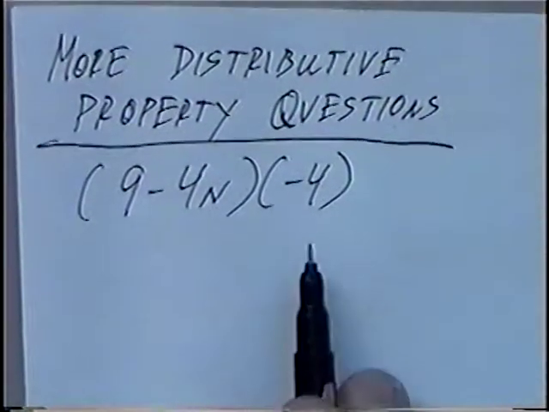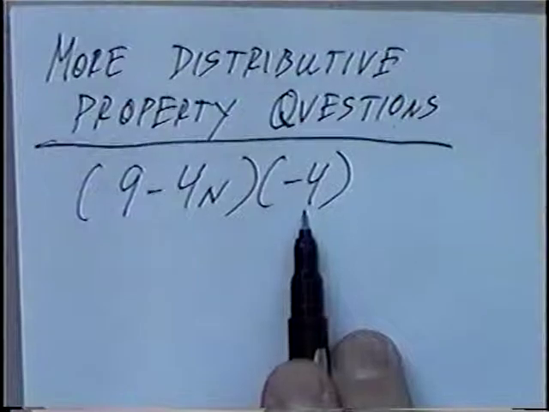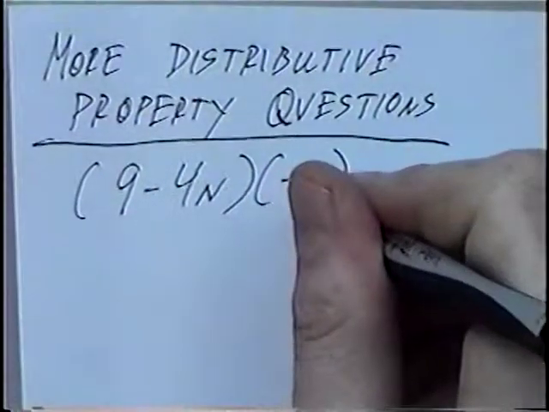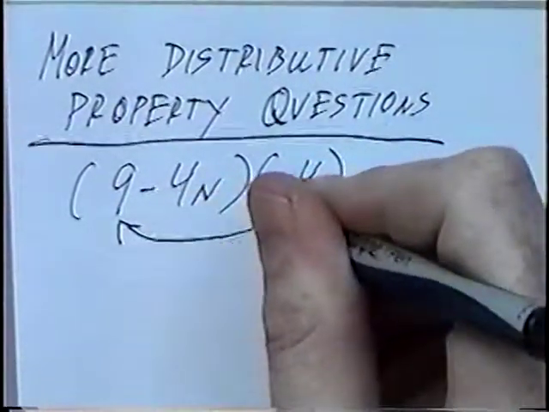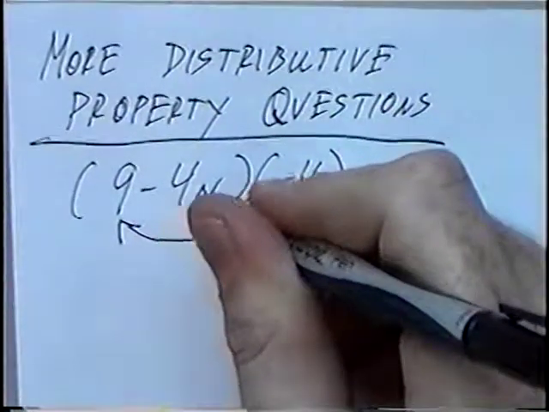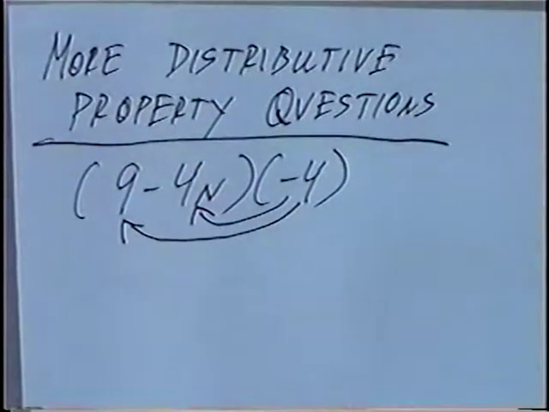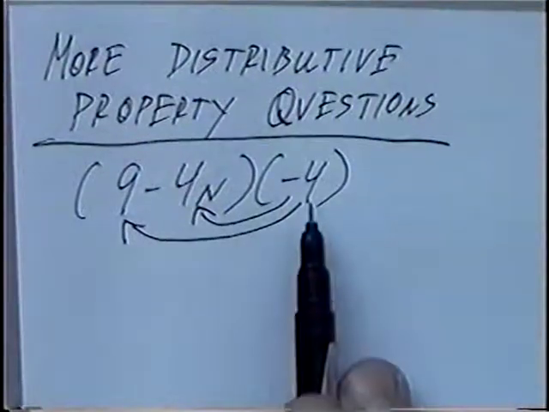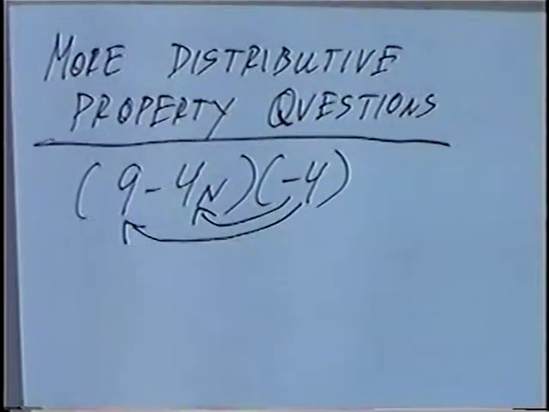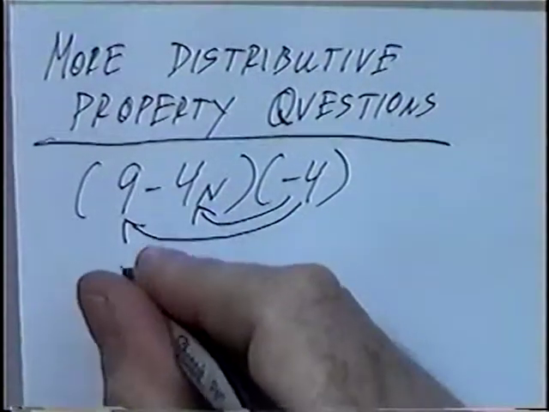In this question we have the single number that comes outside the parentheses on the right hand side. This negative 4 we can distribute into the parentheses on the left that goes to each number and each variable. In this case, negative 4 times 9 would be negative 36.